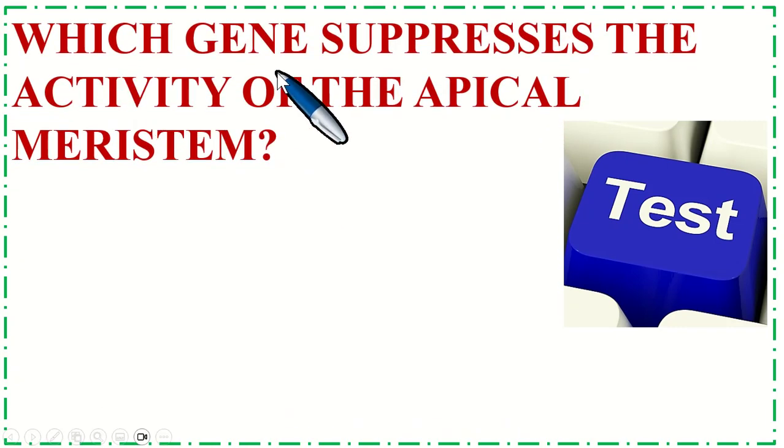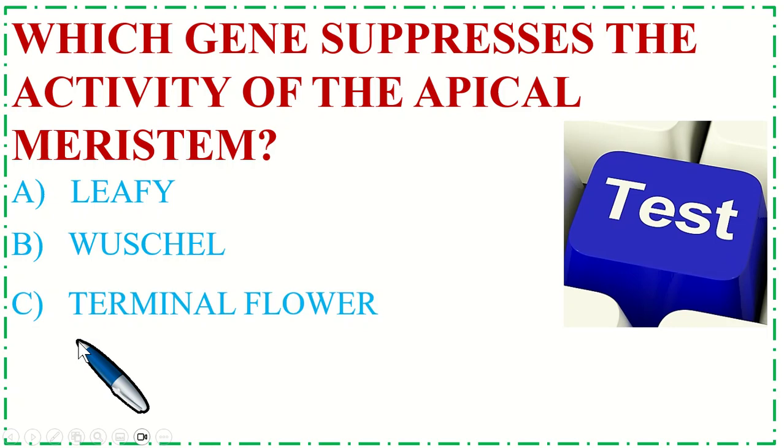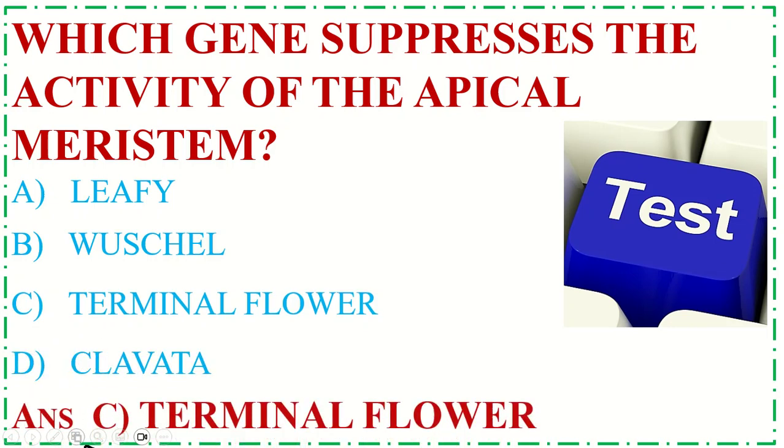Which gene suppresses the activity of the apical meristem? Correct option is C, terminal flower.